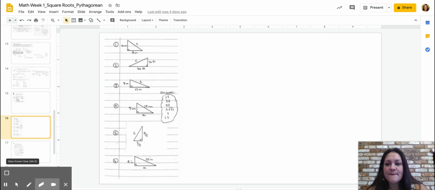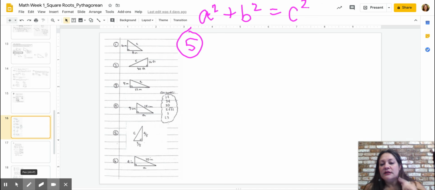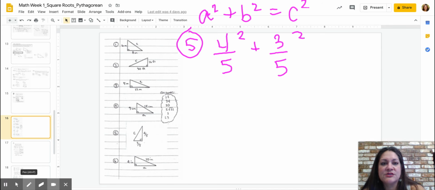Okay, number 5. Still an eraser. a squared plus b squared equals c squared. Okay, so, oh my goodness, fractions. I hate fractions, but we can do it, okay? So we have 4/5 squared plus 3/5 squared equals c squared.